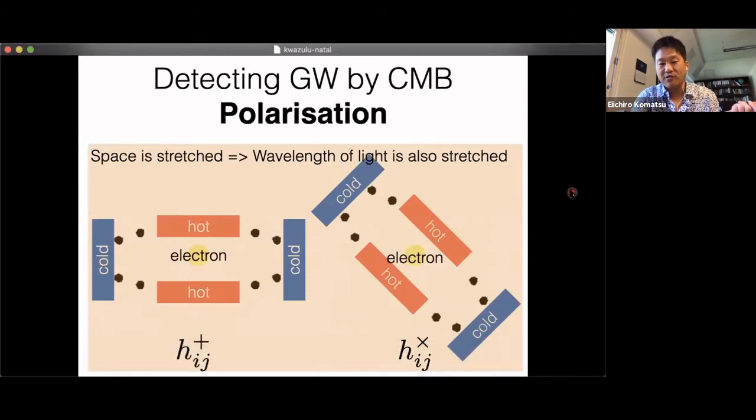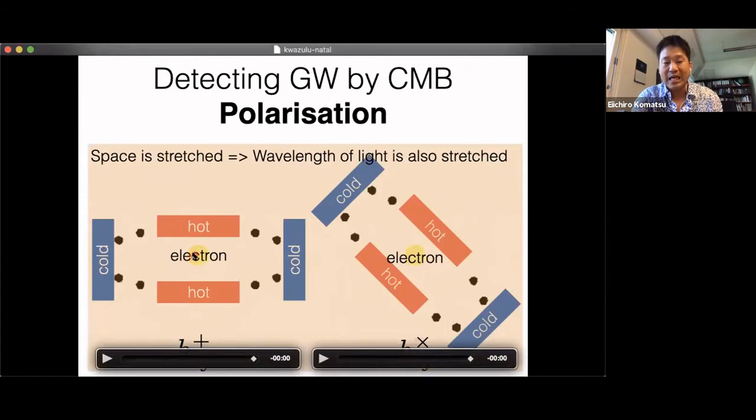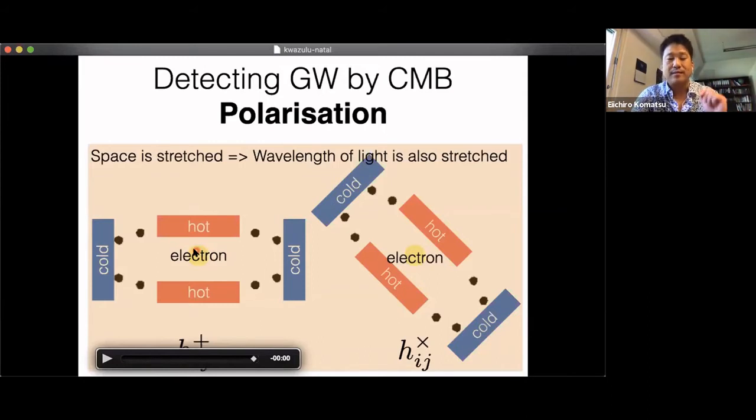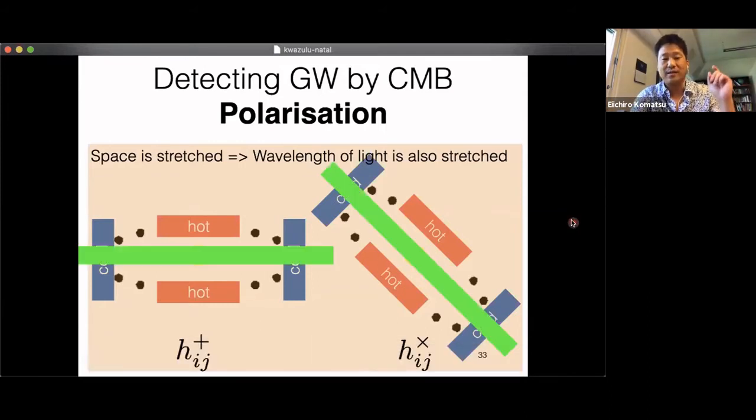Now you put an electron, and this electron will see hot photons coming from above and below, but cold photons coming from left and right. Now let's imagine that light coming from right and left gets scattered by the electron and comes toward you. Light from hot regions comes and is scattered by electrons and comes toward you. These lights are polarized in this direction.